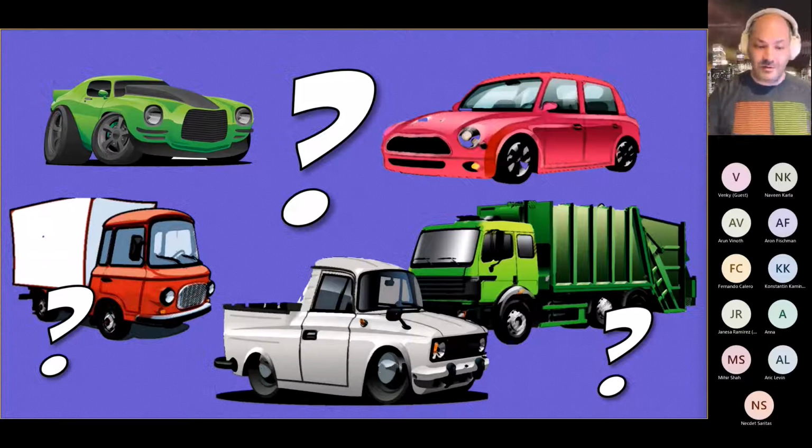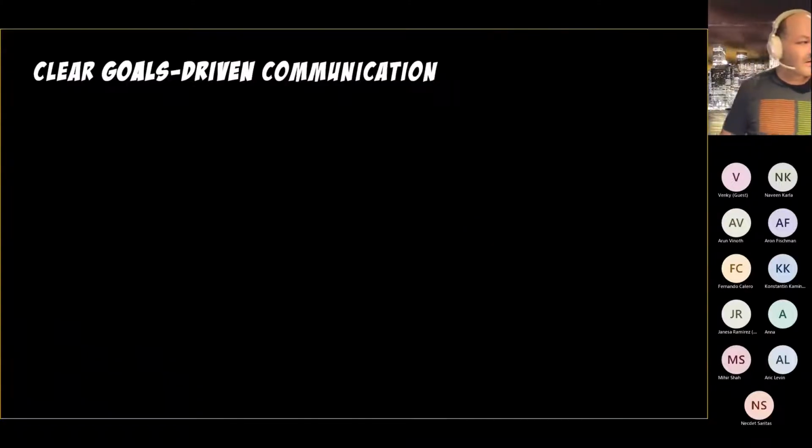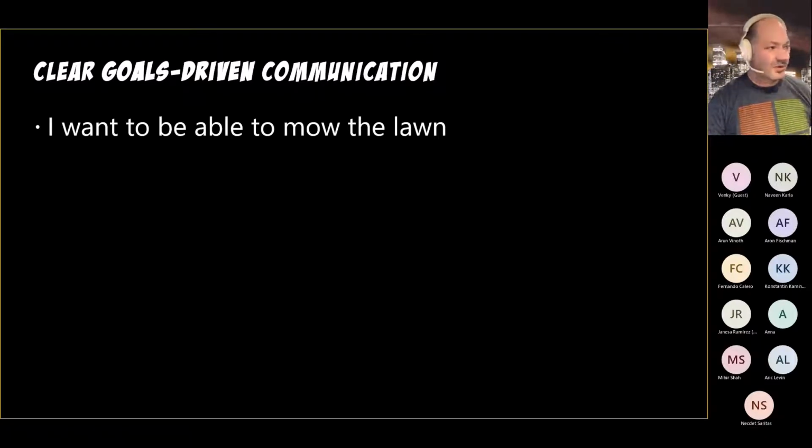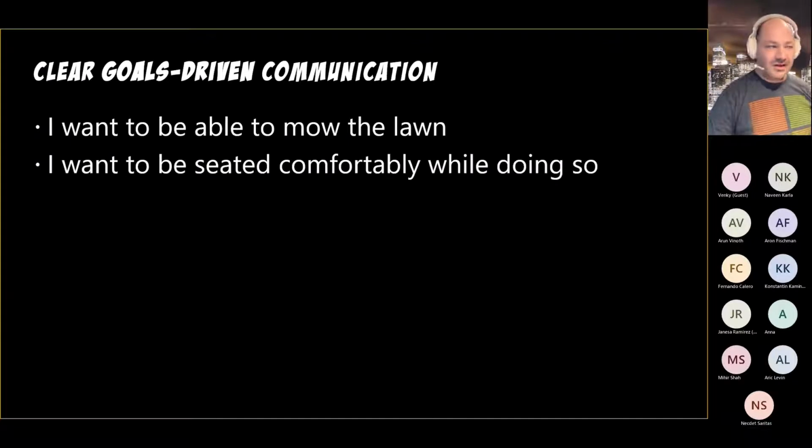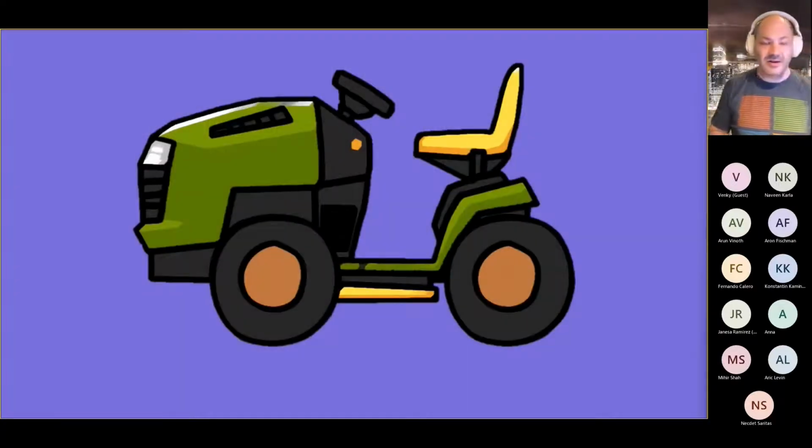talk about goals. So here's an example of the same thing that I'm trying to build, but I'm talking about my goals. And so my goals are these 2 things. I want to be able to mow the lawn, and I want to be able to be seated comfortably when I'm mowing the lawn. So with these 2 goals, instead of requirements, I'm able to actually describe something that hopefully you're able to make sense of.